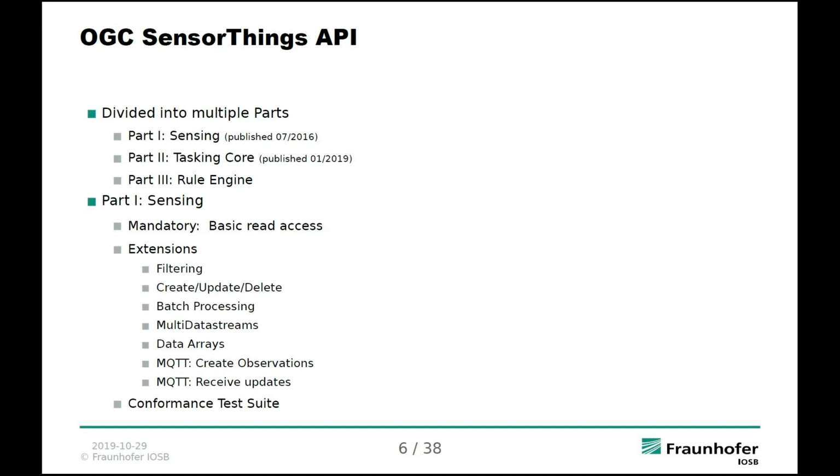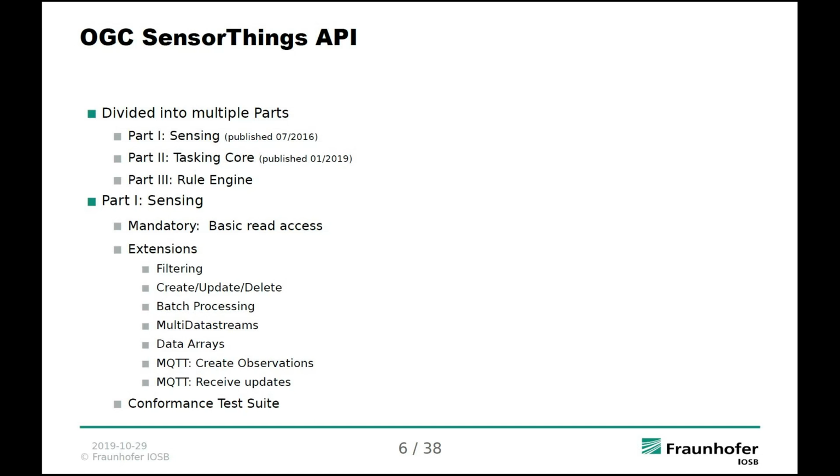So this part one of the SensorThings API standard is itself subdivided in one mandatory part, which is basic read access. So everyone that calls themselves compliant to the standard has at least to fulfill this requirement. And the other requirements, so the majority of the standard, is optional to implement for a server.